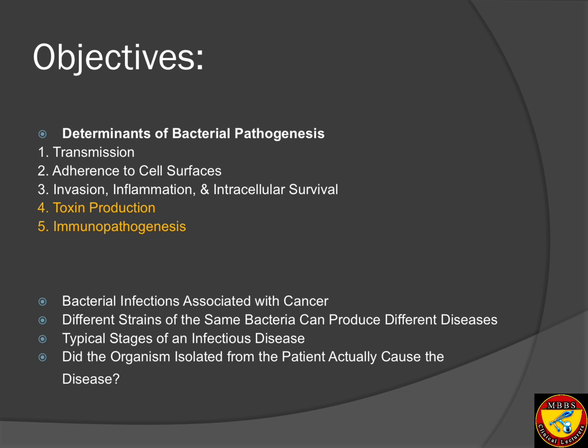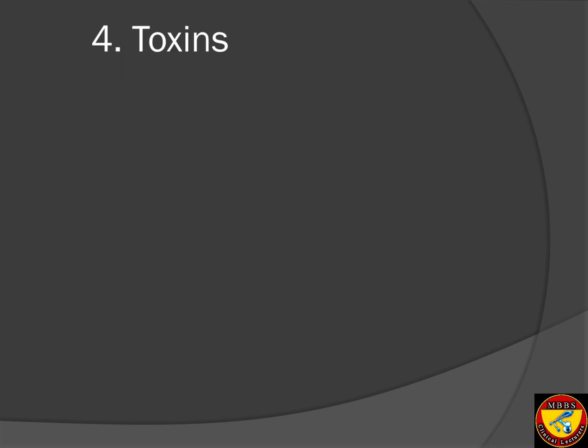Today we'll start with toxin production and immunopathogenesis, and after that we'll discuss how some of these bacterial infections are associated with cancer, and how different strains of some bacteria produce different diseases and manifest differently because of different phenotypes, and what the typical stages of an infectious disease are. And we'll also come to Koch's postulates, about whether the organism isolated from the patient actually causes the disease.